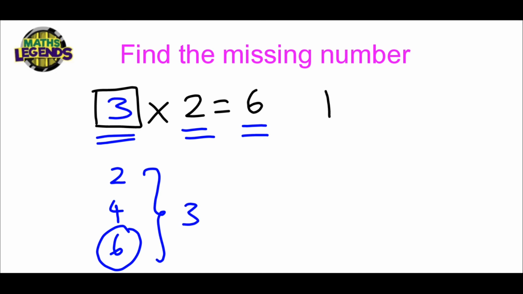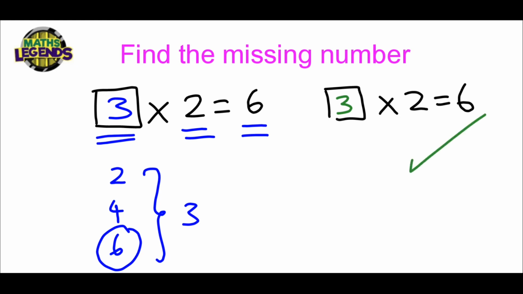We can also use the trial and error method. So something times 2 equals 6. We can try 2. 2 times 2 is equal to 4. So that's not 6, so we need something bigger. So let's try 4. 4 times 2 is 8. So we've gone too far. And then we can try 3. 3 times 2 is 6. So we have the right answer.